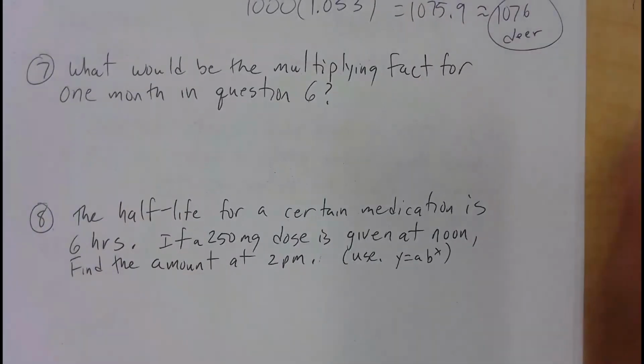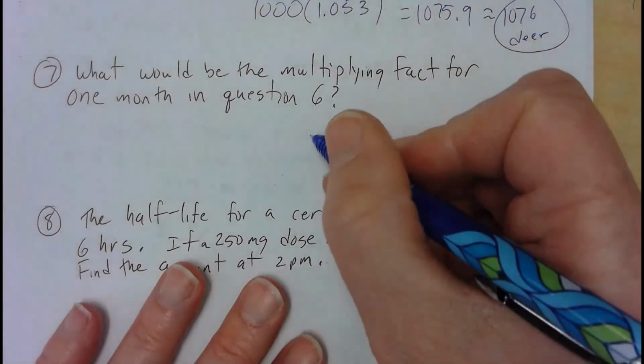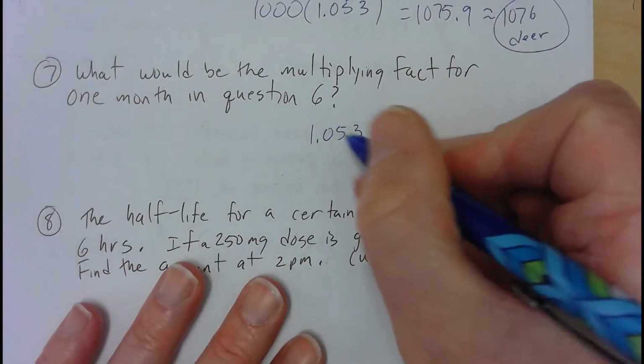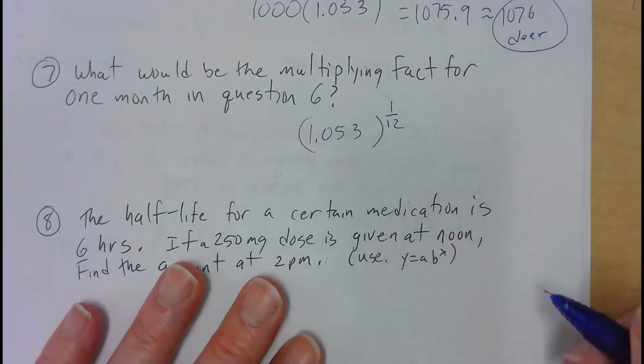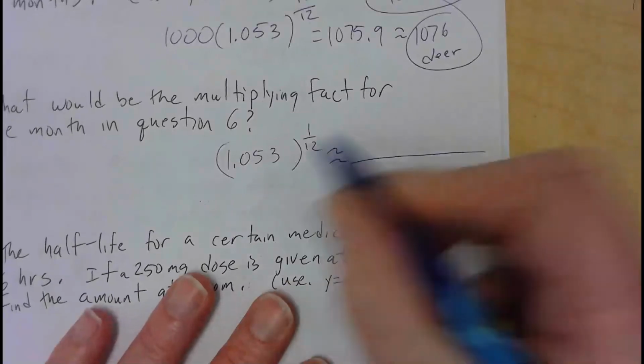So what's the multiplying factor for 1 month? So for 1 month, the multiplying factor would be that 1/12. So it's 1.053 to the 1/12th power. And then that's approximately equal to, and you just type that into the calculator.